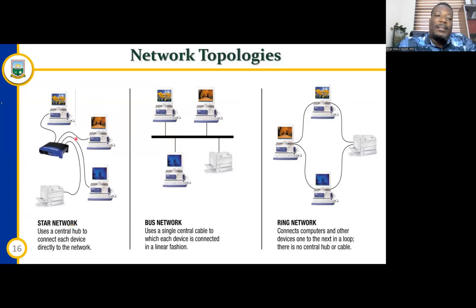But for the star topology, because each of these devices is connected directly to the central hub or switch, if the cable for this one breaks, it's only this computer that is unable to access the network. If this cable also goes off, it's only this computer that will not have access to the network. At the moment this device goes off, it means all these devices will not have access to the network. So because of this, most of the institutions really prefer using the star network.